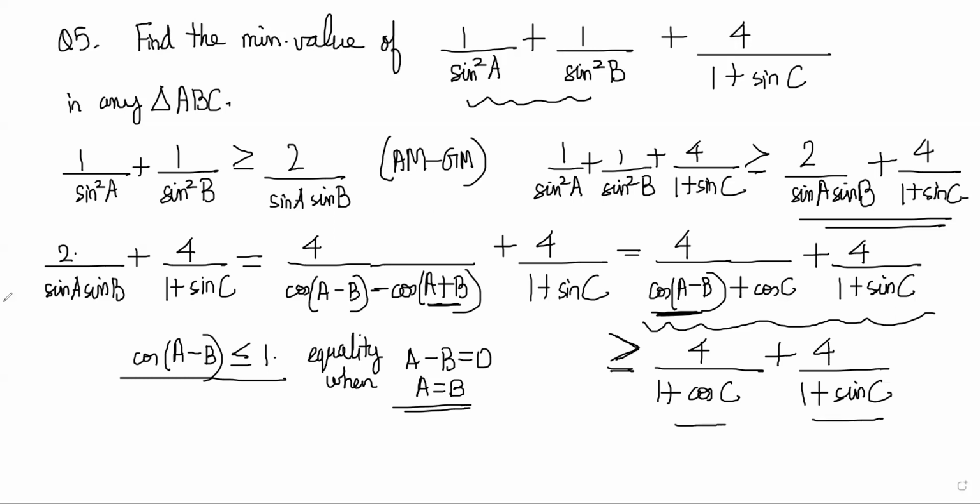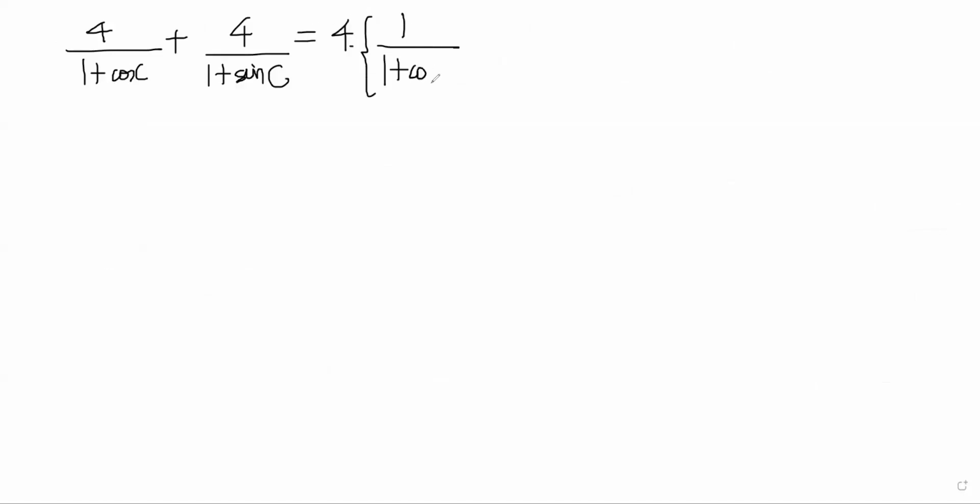So let's work on it in the next step. So we'll do it here. We have this expression 4 by 1 plus cos C plus 4 by 1 plus sine C, right? Correct. So now let's think about the expression. It's 4 common, 1 by 1 plus cos C plus 1 by 1 plus sine C, right? So if you think of this whole term as a and this term as b, we have 1 by a plus 1 by b, right?